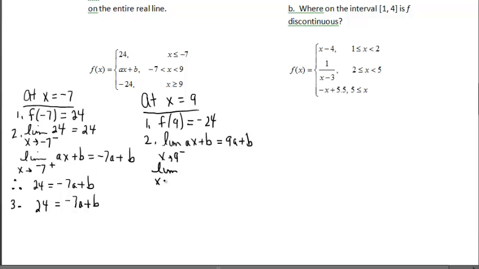The right-hand limit, as I approach 9 from the right, numbers bigger than 9 would be this inequality, and that's -24. So if the limit's going to exist, it has to be that the left-hand limit, 9a plus b, is equal to the right-hand limit, -24. Okay, so for the third part of the three-part continuity test, it's just restating this again, that part 1 must be equal to part 2. So -24 equals 9a plus b. Is it necessary? No. Okay.